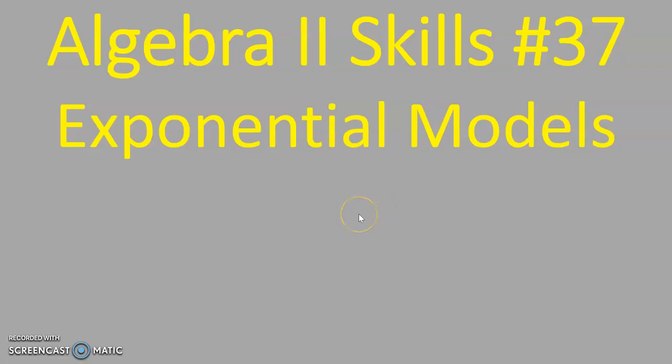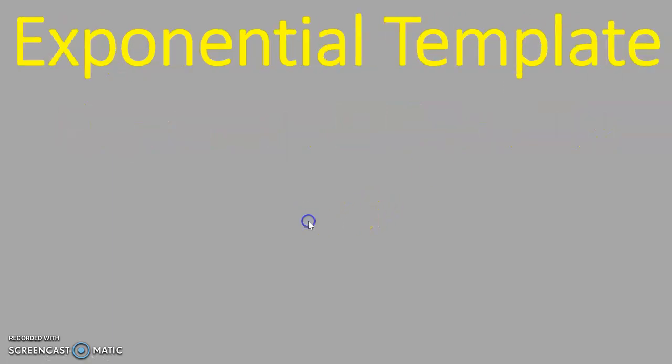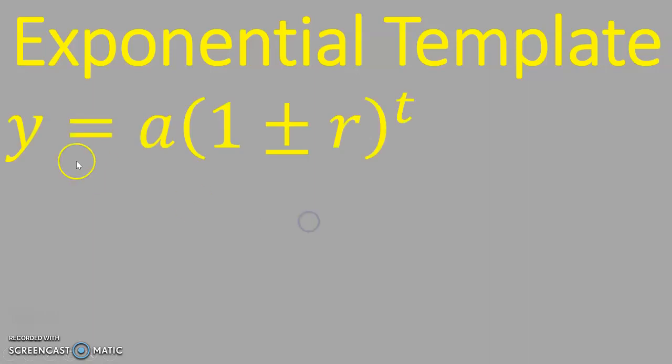Algebra 2 skills number 37, exponential models. Let's take a look. The template we have here looks like this, where a, the number up front, is our initial value. That's what we start with.